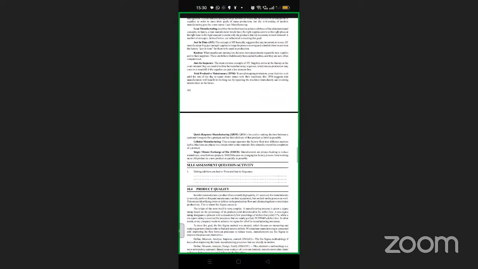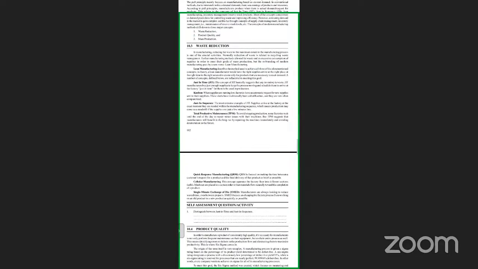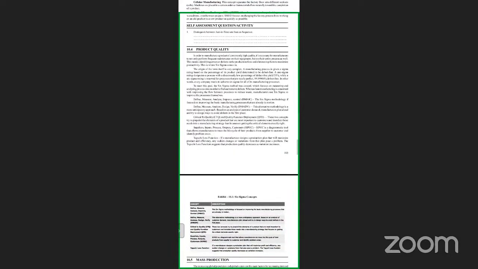Under that we have lean manufacturing, just in time, Kanban, just in sequence, total productive maintenance, quick response manufacturing, cellular manufacturing, and single minute exchange of die. These are different methods being used for reducing waste. And the next one is product quality. So the second one is product quality.